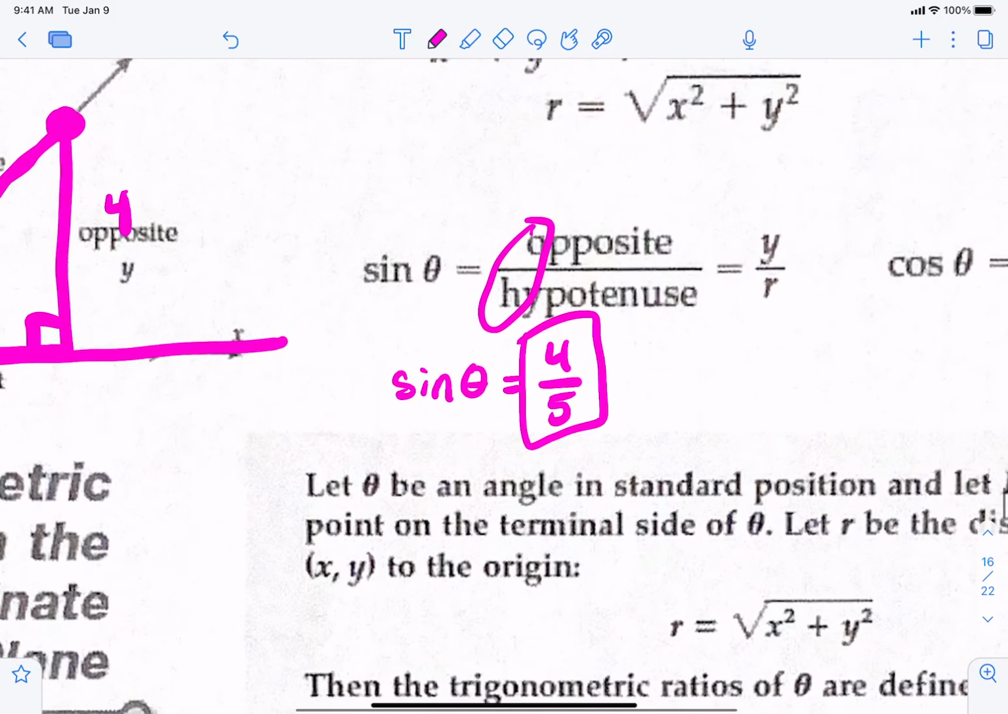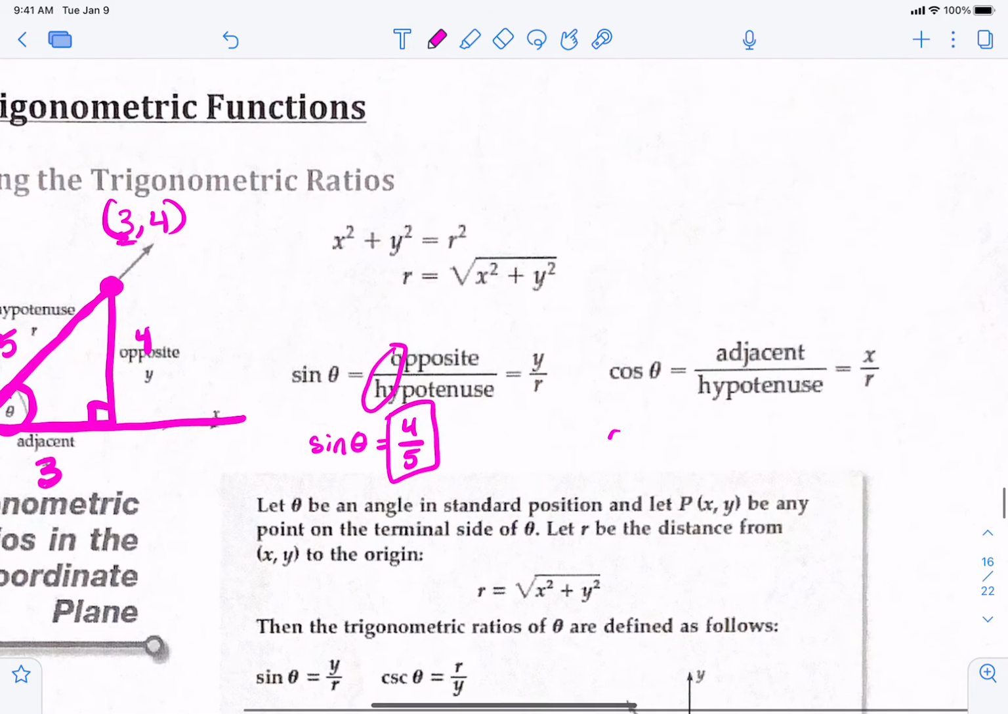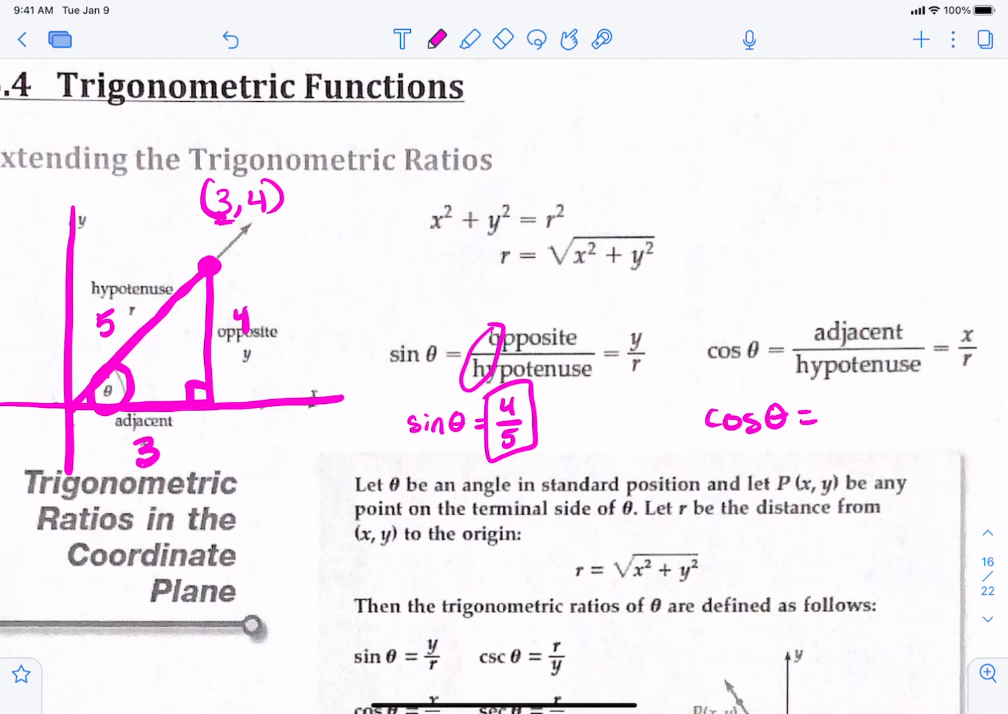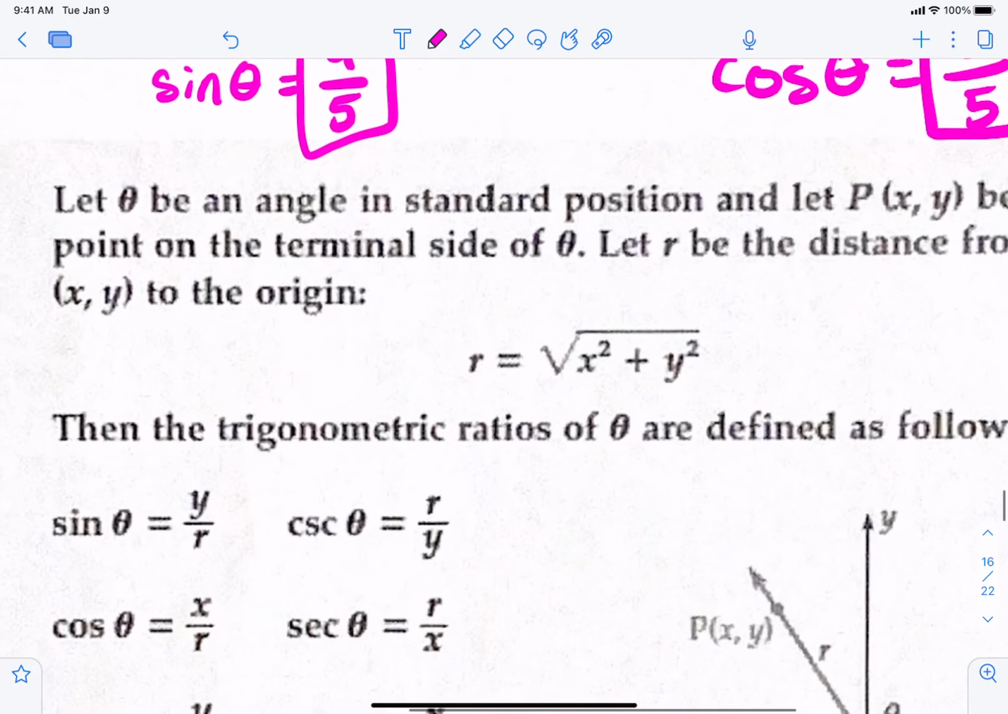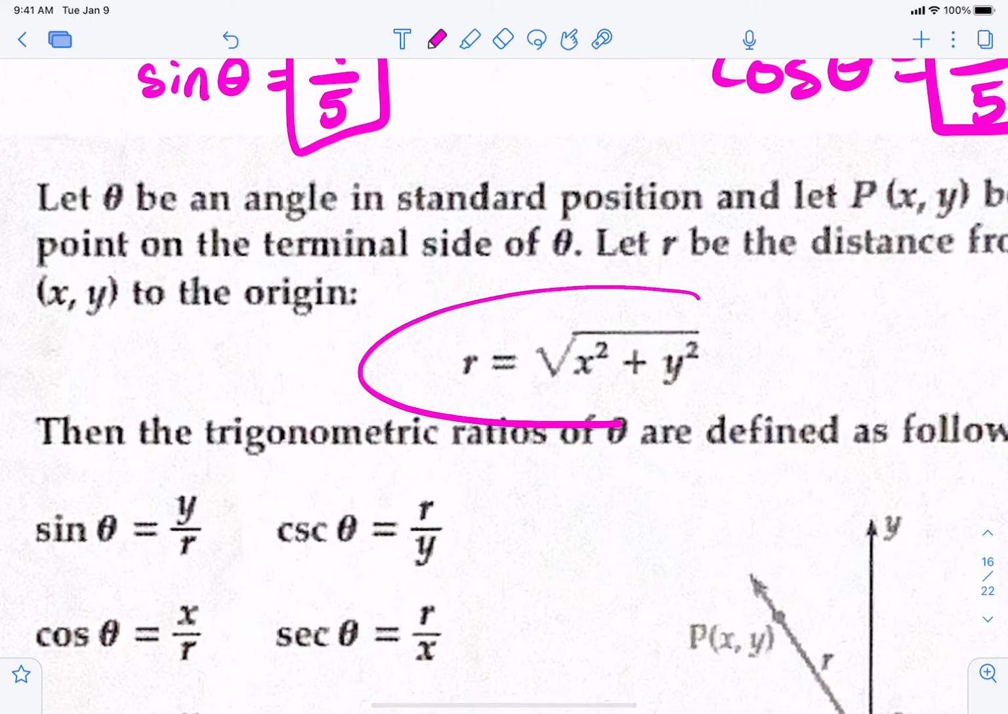Okay? Same thing with cosine, adjacent over hypotenuse. So we do cosine of theta, and that is equal to 3 over 5, right? Okay? Now, we could do tangent as well and cosecant and all those guys doing the opposite adjacent, that type of thing, okay? But down here, they're just talking about how you find the hypotenuse.